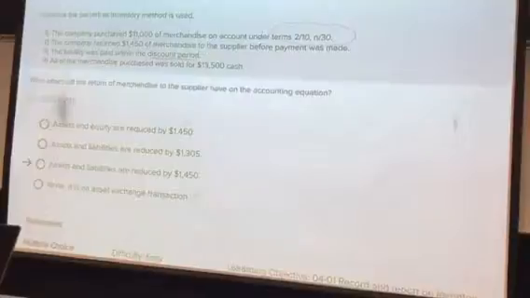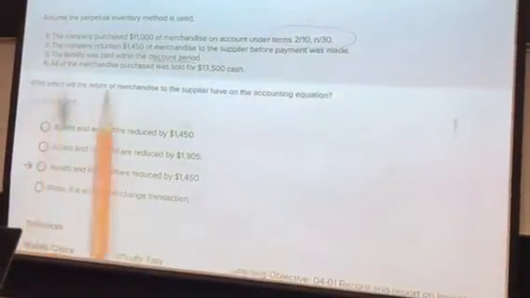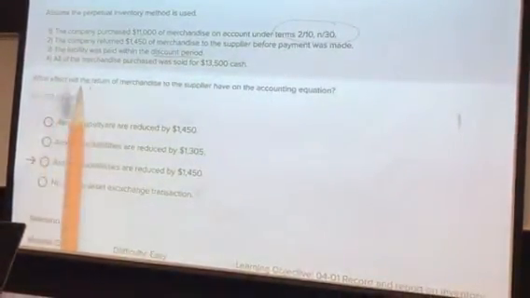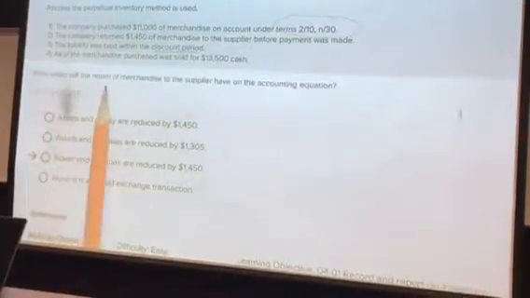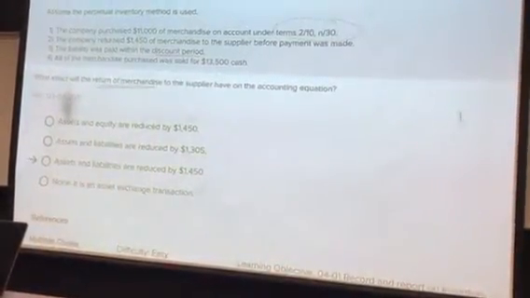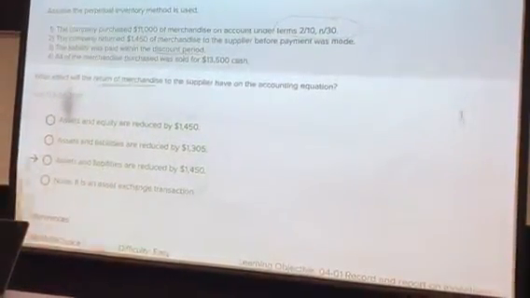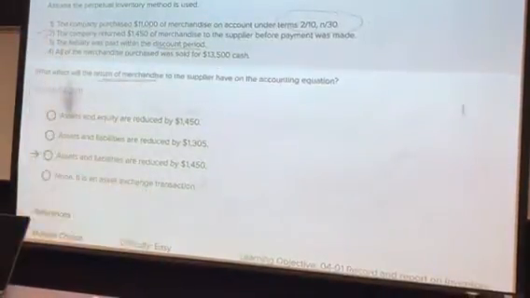What you want to do when you see this type of problem, because there will be a problem like this on the test, is go first to what question they are asking. This first question wants to know what is the effect of the return of merchandise. Okay, so they're talking about number 2. What is the effect of the return of merchandise?